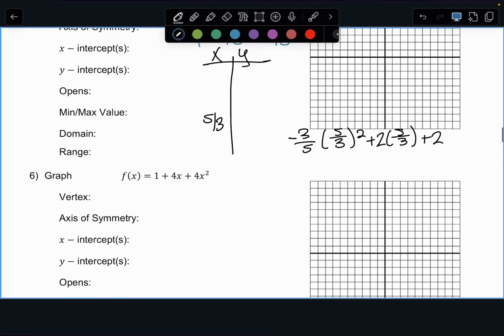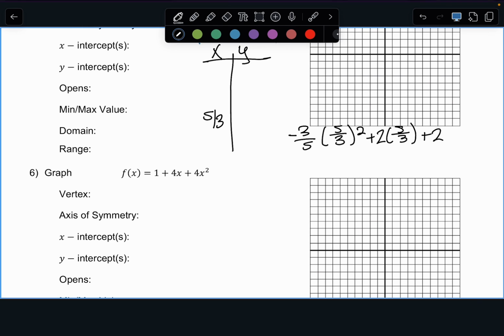Okay. If I square 5/3, does anyone know what I would get? You square both pieces, so what's 5 squared? 25. What's 3 squared? 9. So you get 25 over 9. Plus 2 times 5/3 is 10/3.